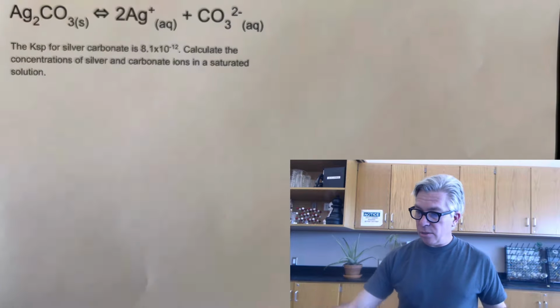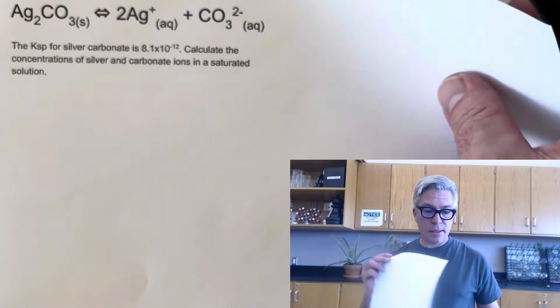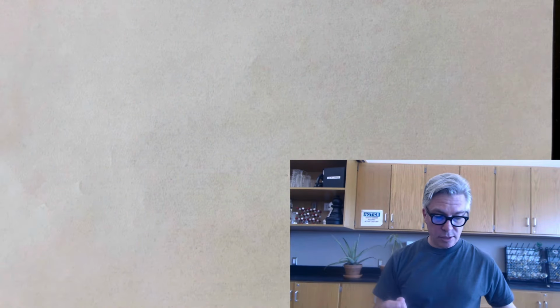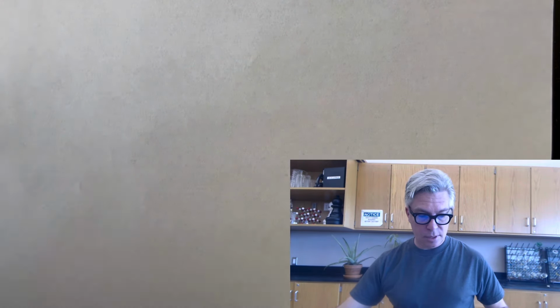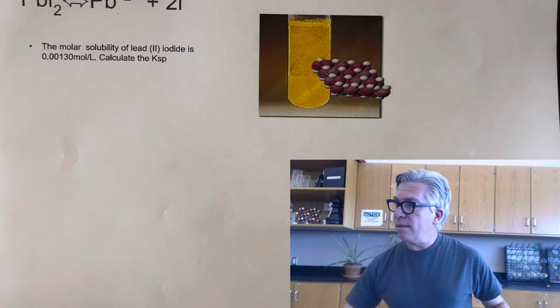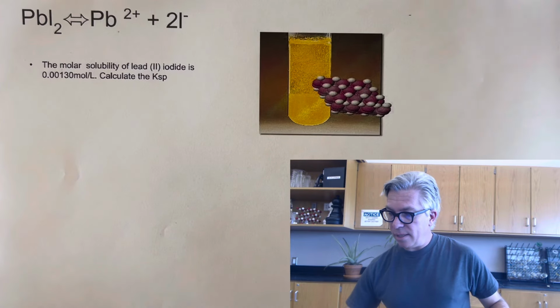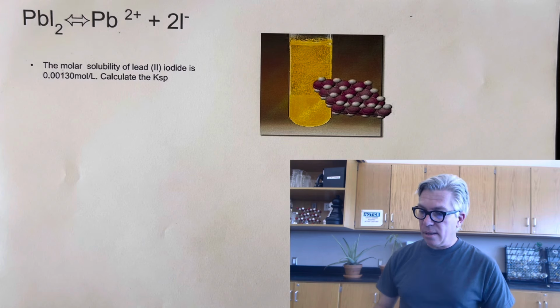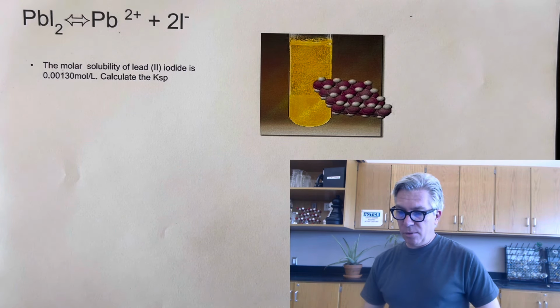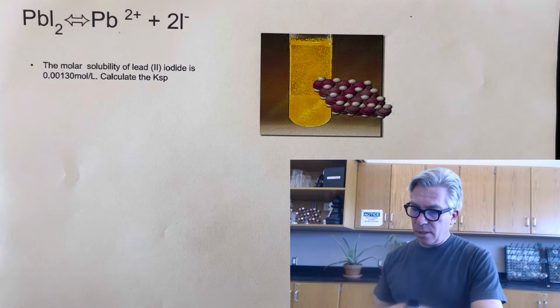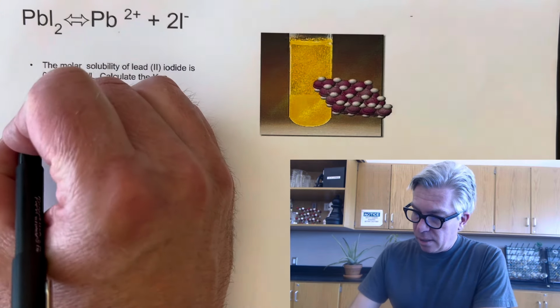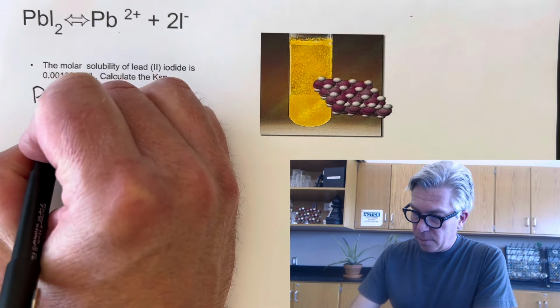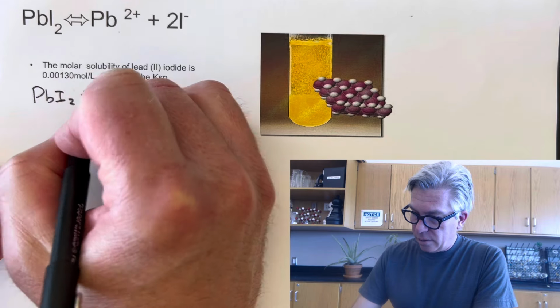Now I want to do a couple in reverse. You'll see problems like this where it'll tell you, the molar solubility of lead 2 iodide is 0.00130 moles per liter. Great. Let's calculate the KSP for this one. I'm going to start by setting it up the same way as the other one. I'm just going to rewrite this so it's down below.